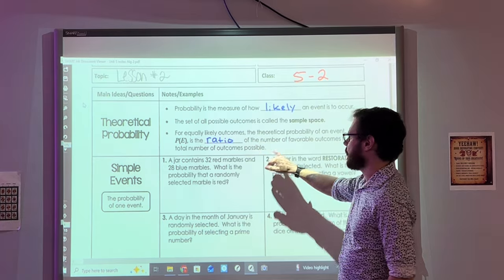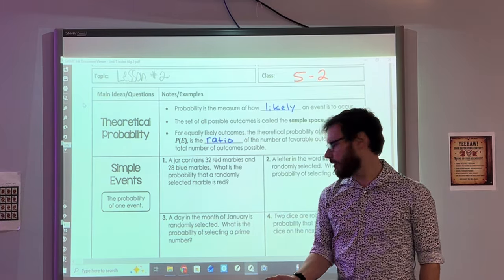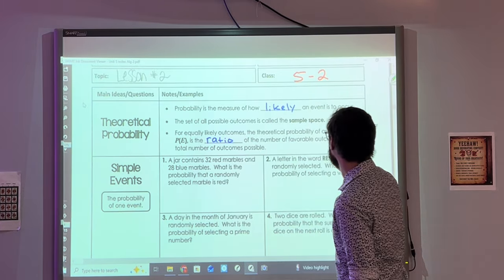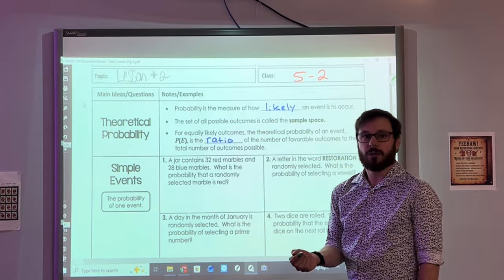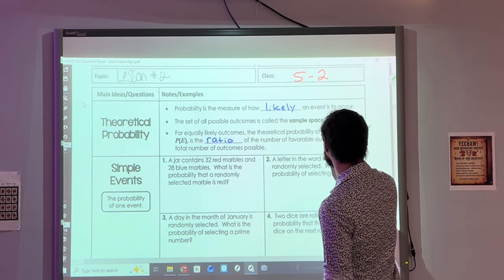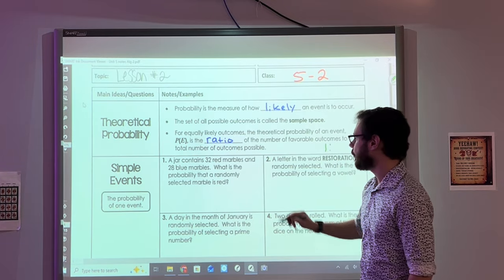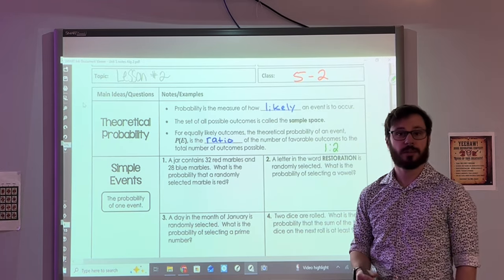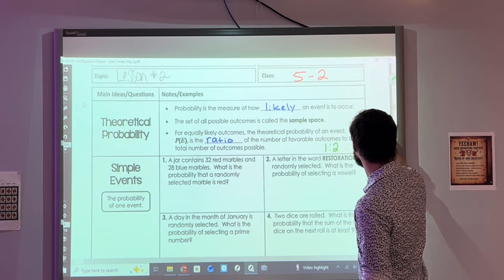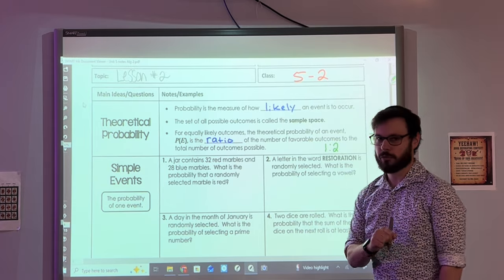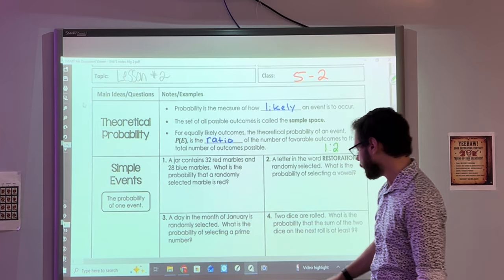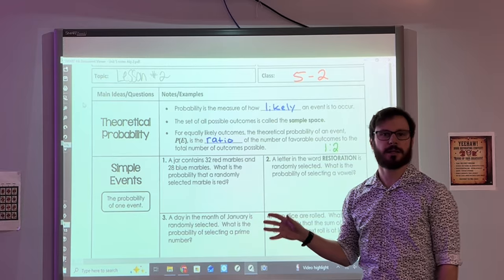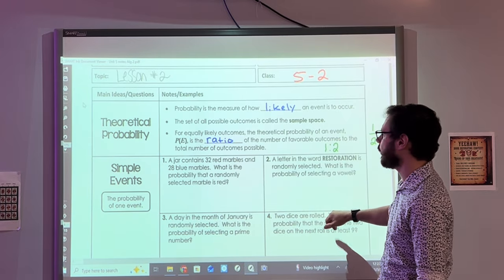For equally likely outcomes, let's say I flip a coin and I want it to be heads. Well, the number of favorable outcomes, I only want heads. That's 1 outcome out of the total number of outcomes, 2. 1 to 2. That's a ratio, but it also can be written as a fraction. 1 over 2. That's 50%. So at a really basic understanding, that's what theoretical probability is.